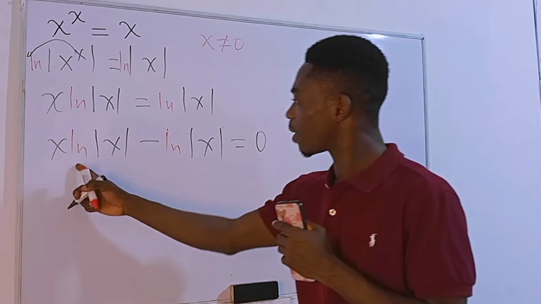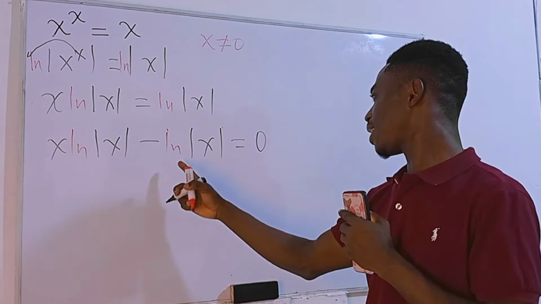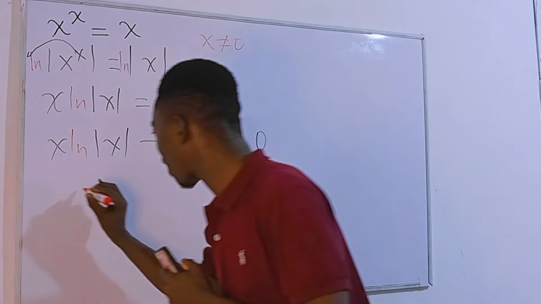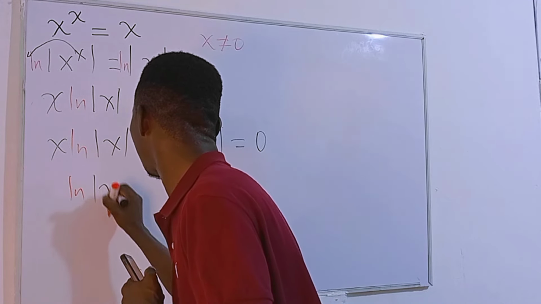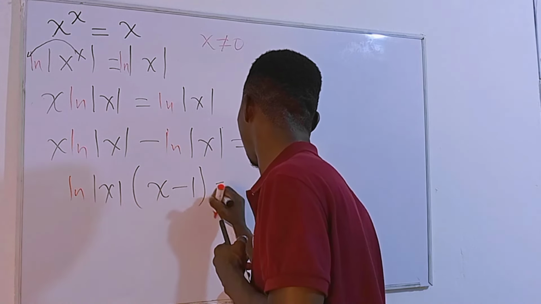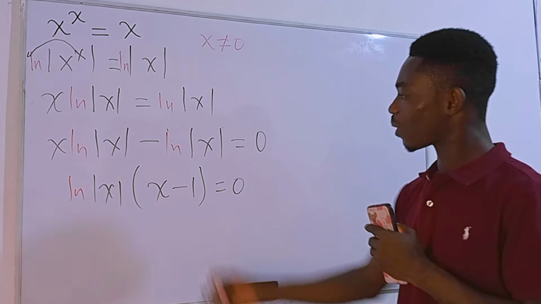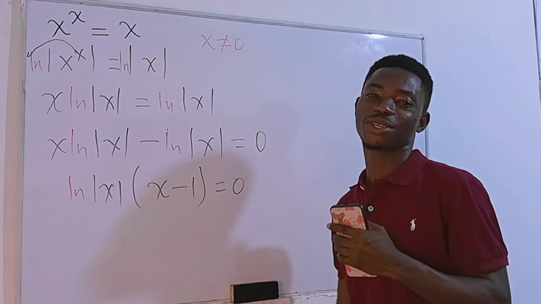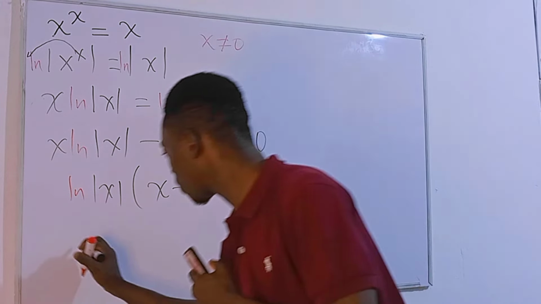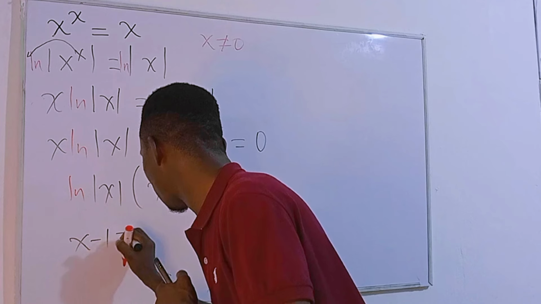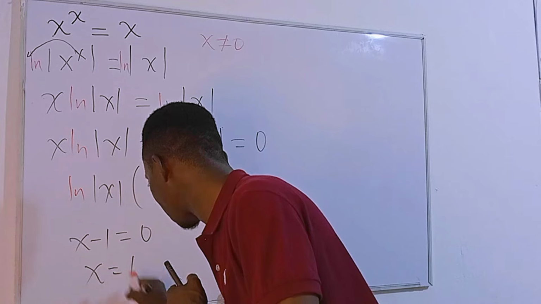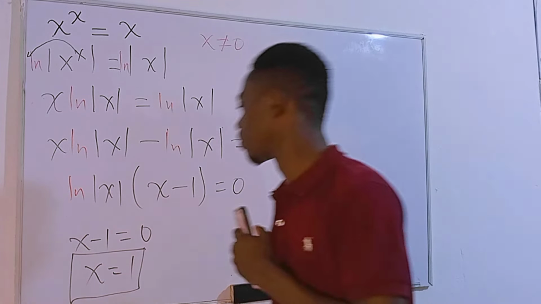Of course, we have ln of absolute of x, then the exact same thing is here. So we can just factor that out. So we are going to have ln of absolute of x, then the inside will be left with x minus 1. And this is 0. Of course, product of two factors is equal to 0, we can form two equations out of this one. In fact, the first one is going to be x minus 1, which is equal to 0. And of course, we know this already. x is equal to 1 is already a solution.